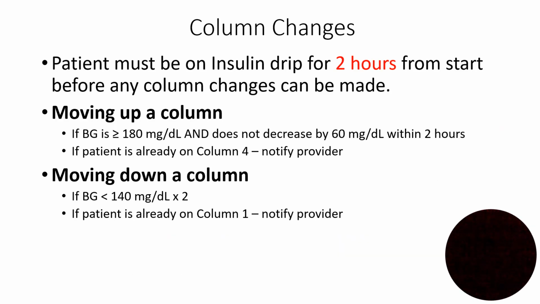Column changes. Patient must be on an insulin drip for 2 hours from start before any column changes can be made. When moving up a column, if a blood glucose is greater than or equal to 180 milligrams per deciliter and does not decrease by 60 milligrams per deciliter within 2 hours, or if the patient is already on column 4, we're going to notify the provider. When moving down a column, if the blood glucose is less than 140 milligrams per deciliter times 2, or if the patient is already on column 1, notify the provider.